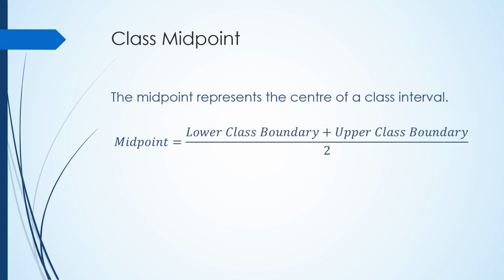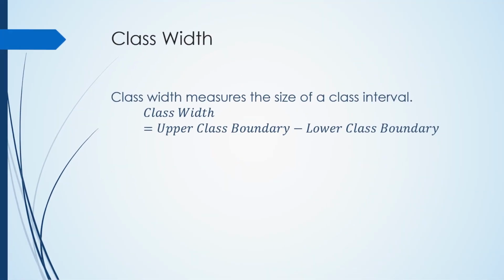The class midpoint represents the value at the center of a class interval. It is like the average position of the interval and is calculated using the formula: class midpoint equals lower class boundary plus upper class boundary, divided by 2. The class width tells us how wide each class interval is, which helps ensure our data is grouped consistently. It is calculated using the formula: class width equals upper class boundary minus lower class boundary.